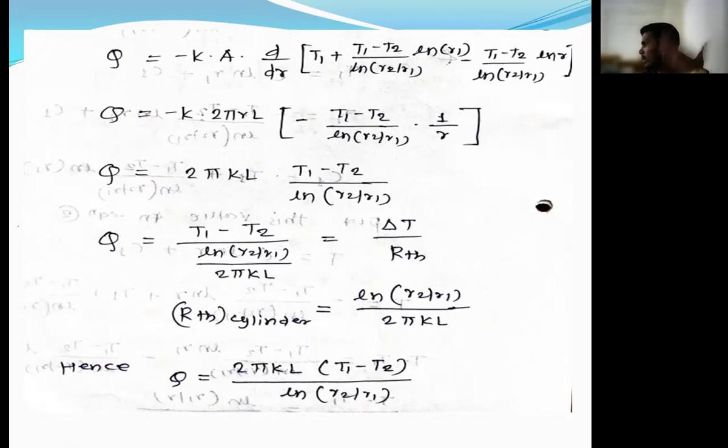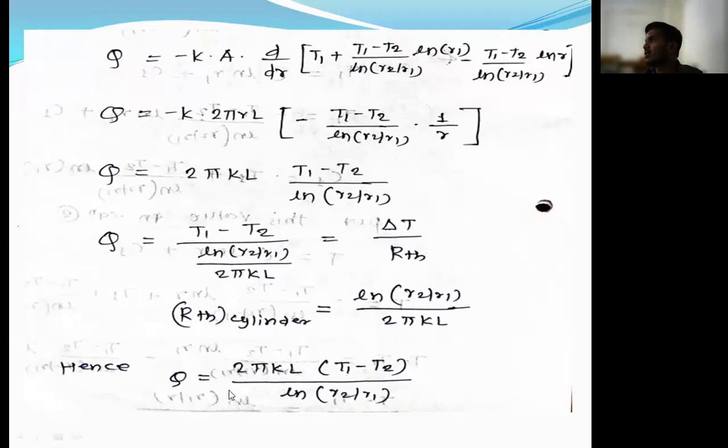Did you understand? In the plane wall, what was the resistance? Tell me. What is the thermal resistance for the plane wall? L divided by K into A. If it is component A, then L divided by K into A. Okay. So L by K A is nothing but the thermal resistance for the plane wall. Okay. So in that manner we have calculated the thermal resistance for the cylinder. And what is the value of thermal resistance for the cylinder? ln of R2 by R1 divided by 2 pi KL.